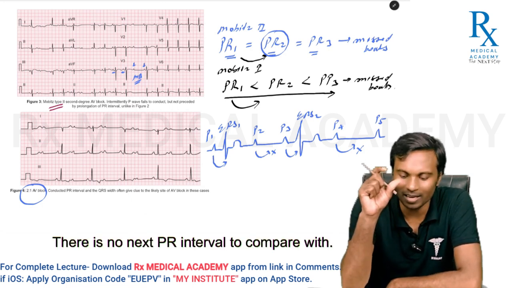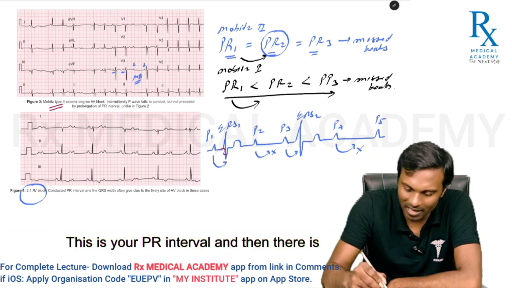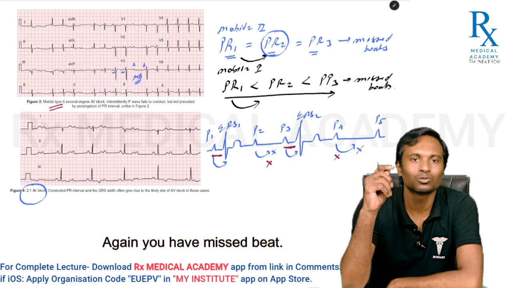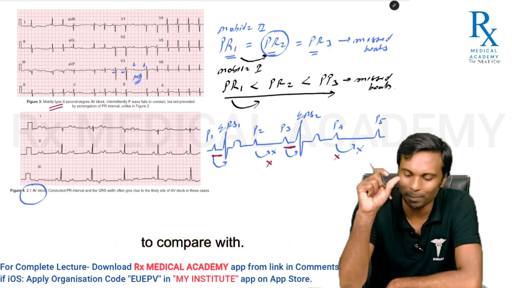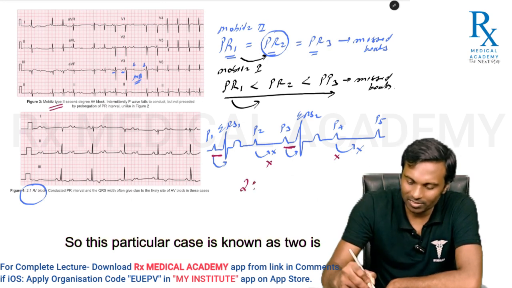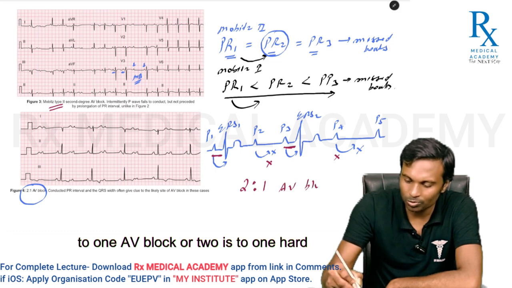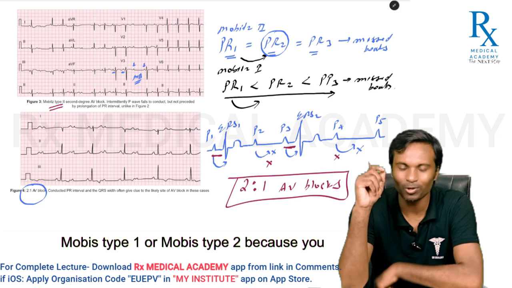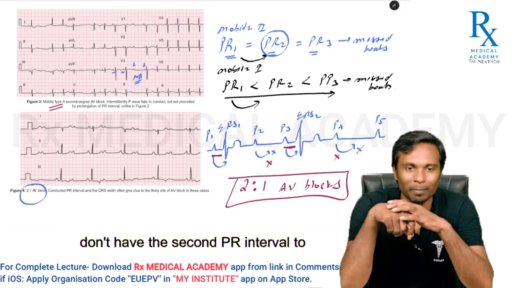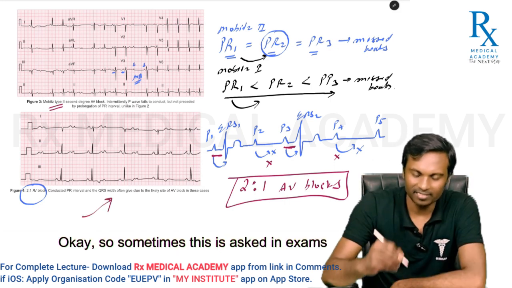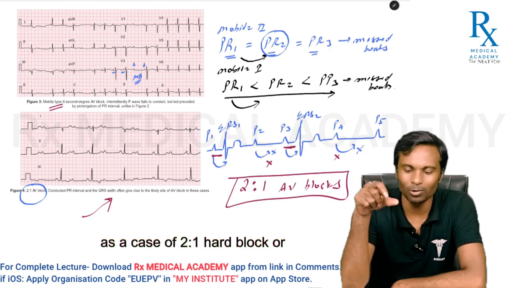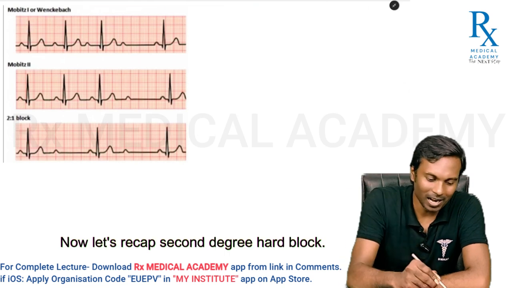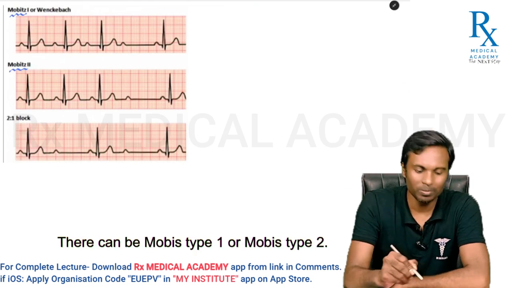There is no next PR interval to compare with. This is your PR interval and then there is a missed beat. Then again you have a PR interval, again you have a missed beat. So you don't have the second PR interval to compare with. So this particular case is known as 2:1 AV block or 2:1 heart block. This is different from Mobitz type 1 or Mobitz type 2 because you don't have the second PR interval to compare with. Okay. So sometimes this is asked in exams as a case of 2:1 heart block or 2:1 AV block. I hope you guys got my point. Now let's recap second degree heart block. There can be Mobitz type 1 or Mobitz type 2.